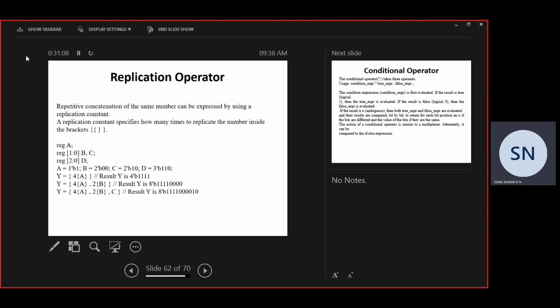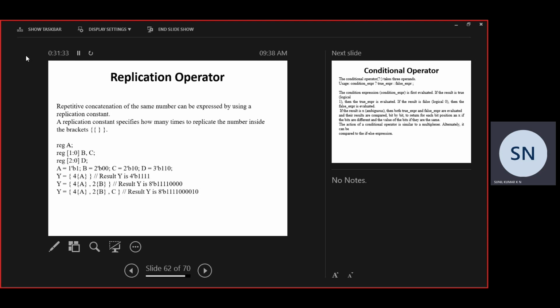Suppose 4 times of A and 2 times of B. What is B? B is 2 tick bit 00. 2 times of B means you should add B twice, 0000. So 4 times of A means 1 1 1 1, and 2 times of B means 0000. Like that we will get the result.